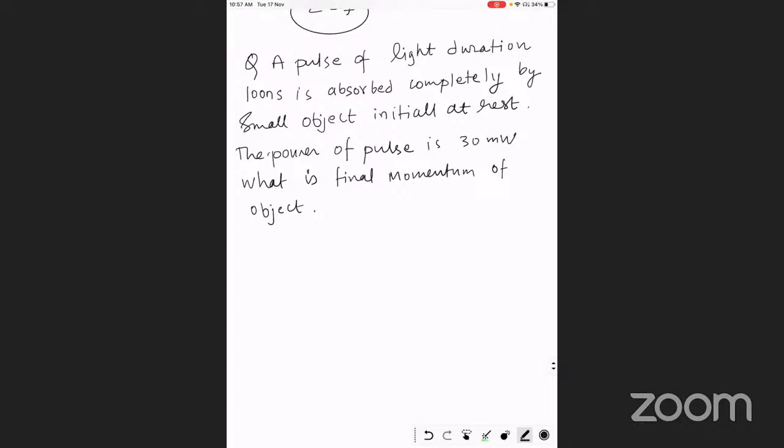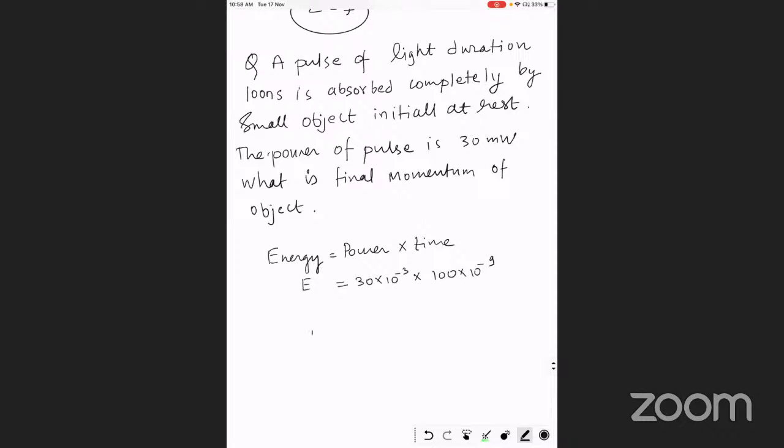Done? Done? No answer. See what we can do. How much energy does the pulse have? Power into time. This is the energy of the pulse. Power into time. Right. 30 into 10 to the power minus 3 into 100 into 10 to the power minus 9. This is the energy. This much energy this pulse has.